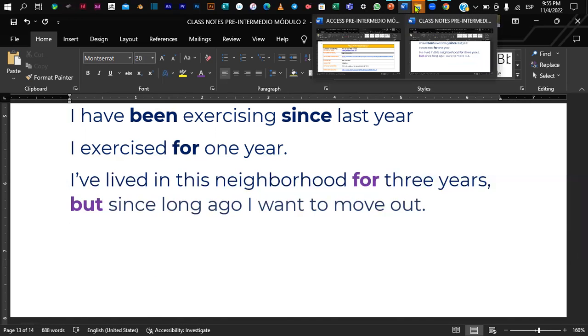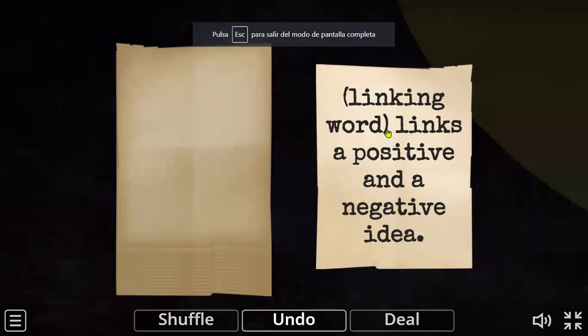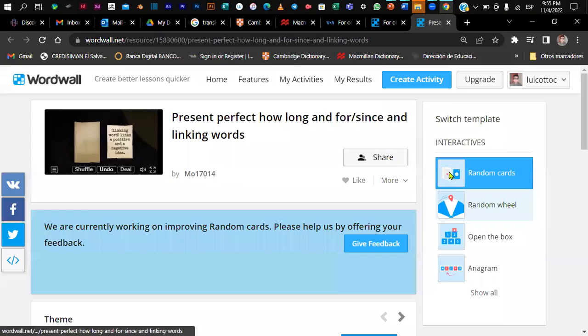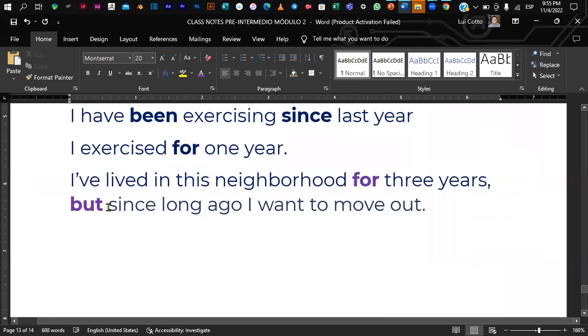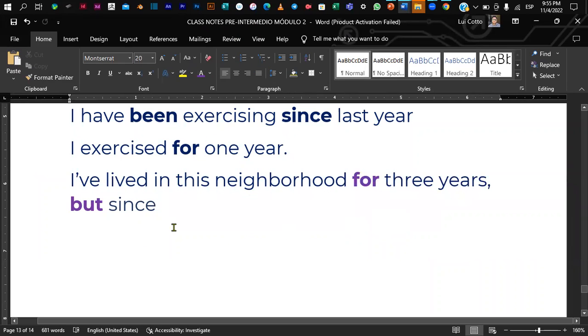Okay, let's see something, the last one, because of the time. It says, linking word, links a positive and a negative. The one that we were doing, estábamos haciendo. Aunque esta no era tan negative. ¿Cómo la puedo hacer negative? I lived in this neighborhood for 3 years, but since, pero desde.